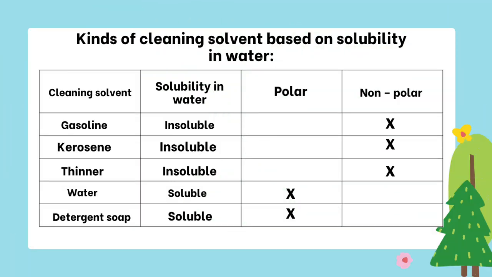Kinds of cleaning solvent based on solubility in water. Cleaning solvent, gasoline. Solubility in water, insoluble. Is it polar or nonpolar? It is nonpolar. Kerosene, insoluble, nonpolar. Thinner, insoluble, nonpolar. Water, soluble, polar. Detergent soap, soluble, polar.